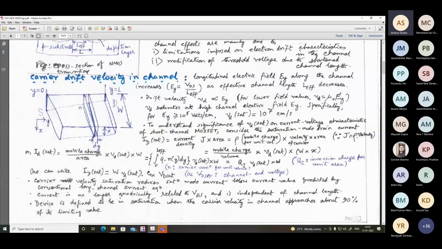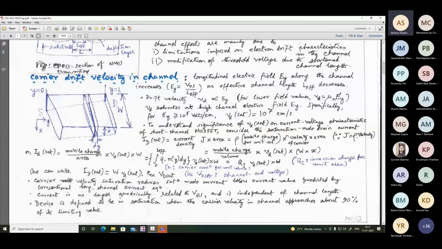So this saturation mode drain current can be straightforwardly expressed as the product of current density J and the area. Okay, you can express J in terms of the product of the charge density and the velocity. This is from when you studied semiconductor devices, so these expressions were dealt with. We are not going into details. That means rho means mobile charge per unit volume multiplied by the velocity of the carrier, and the area is there also.